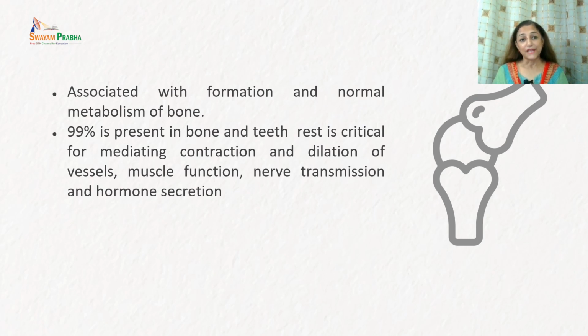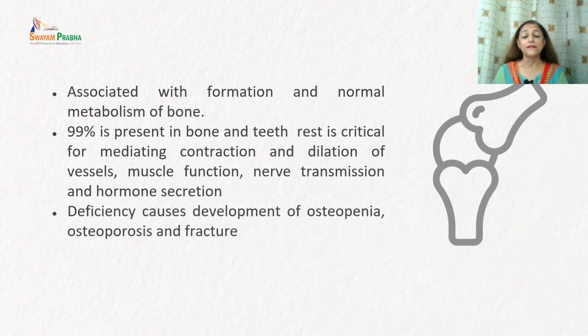And the rest 1% is critical for mediating contraction and dilation of our blood vessels, that is our arteries and veins. And it is needed for muscle function, for nerve transmission, and for hormone secretion also. And its deficiency causes development of osteopenia, that is the starting of bone disease, followed by osteoporosis, and it can also lead to fractures.